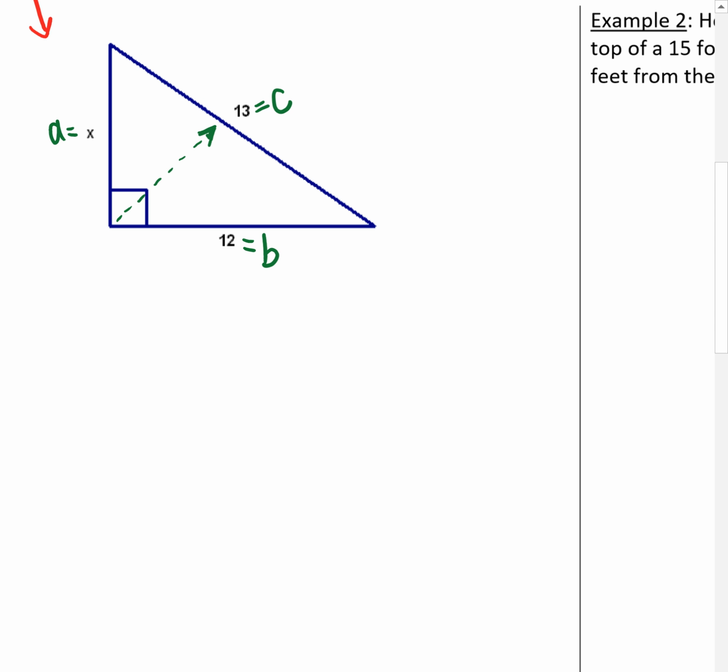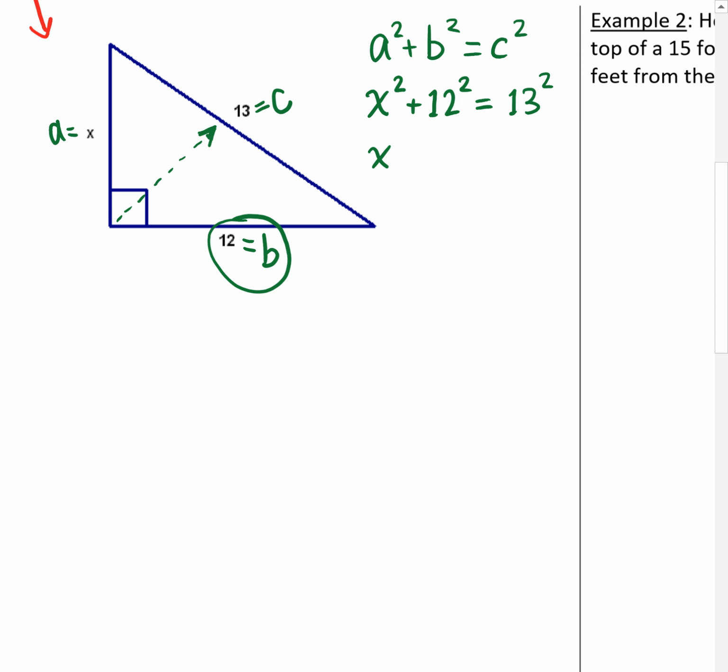Okay, now that we've labeled things, all we need to do is replace the values that we know into the Pythagorean theorem. Here, A we don't know, so I'll just replace it with X. Or you could leave it as A, it doesn't matter. But because they labeled it X, I'll replace it. And then B, remember the side length B was 12 here, so I'll replace that. And then C, the side length was 13. So I'll replace that as well. And now you can see we have an equation that only has one unknown, X. So we should be able to solve for it.